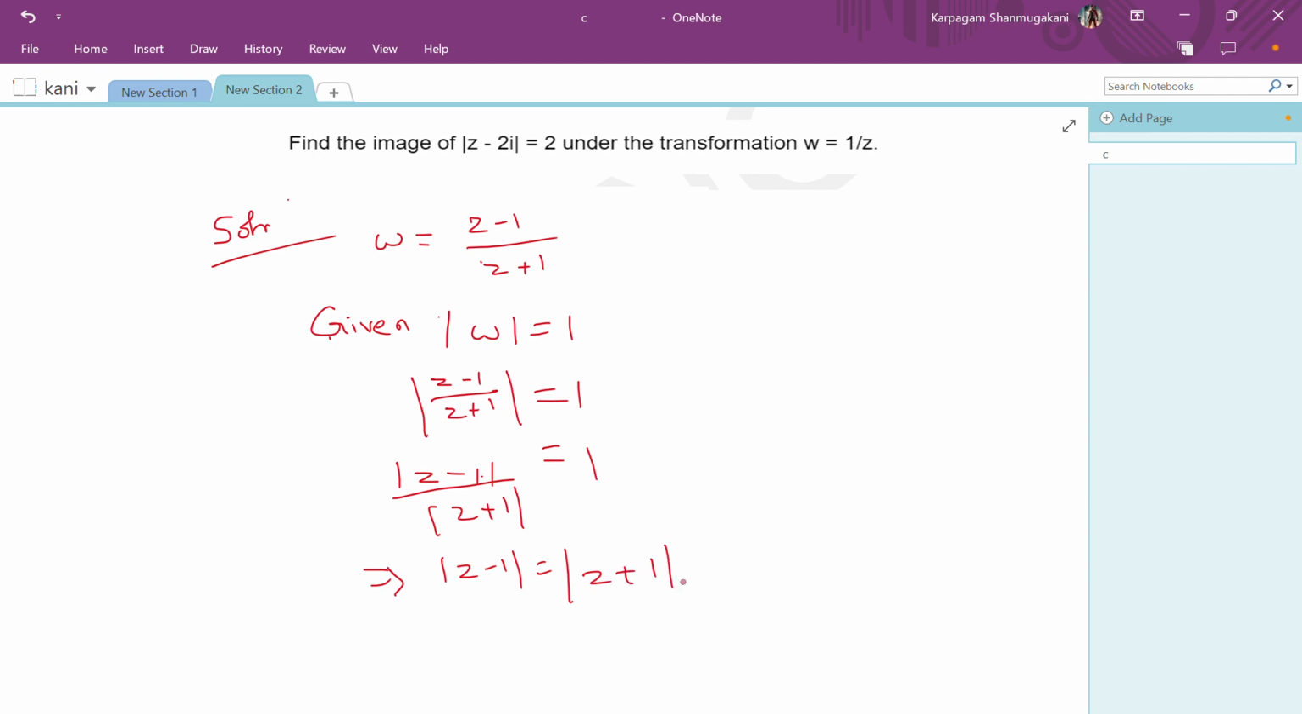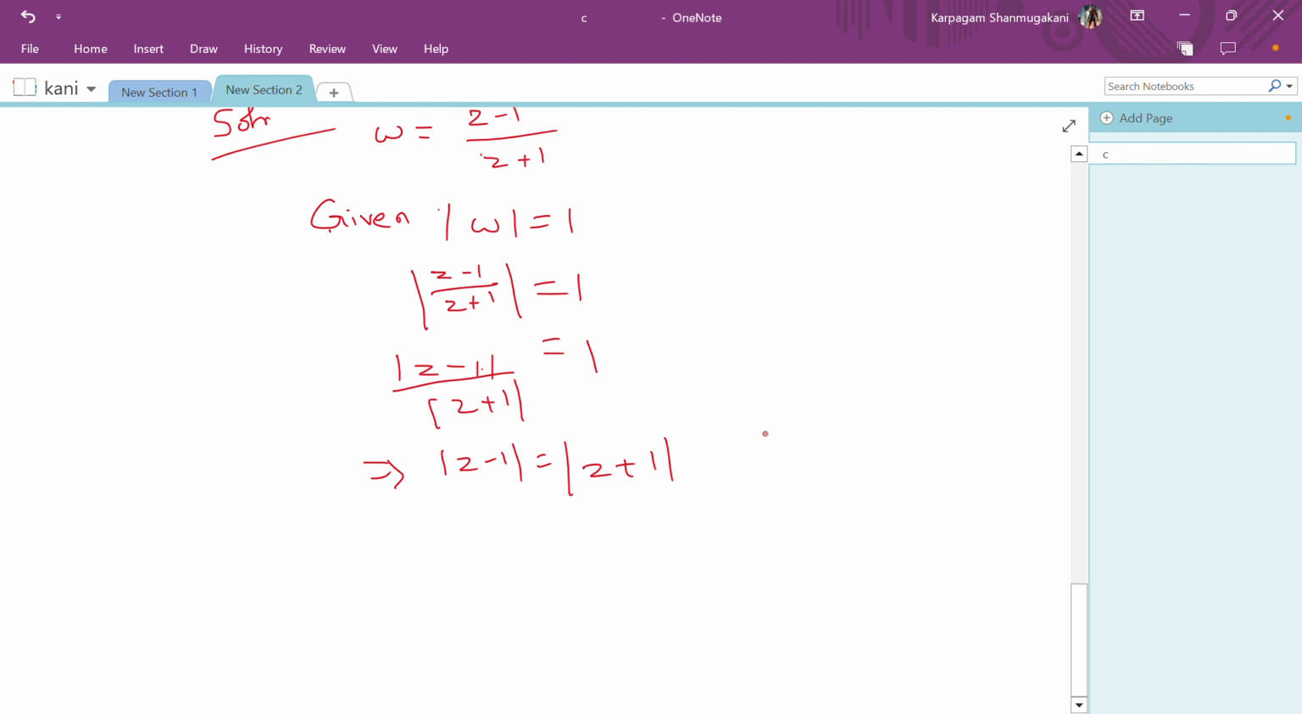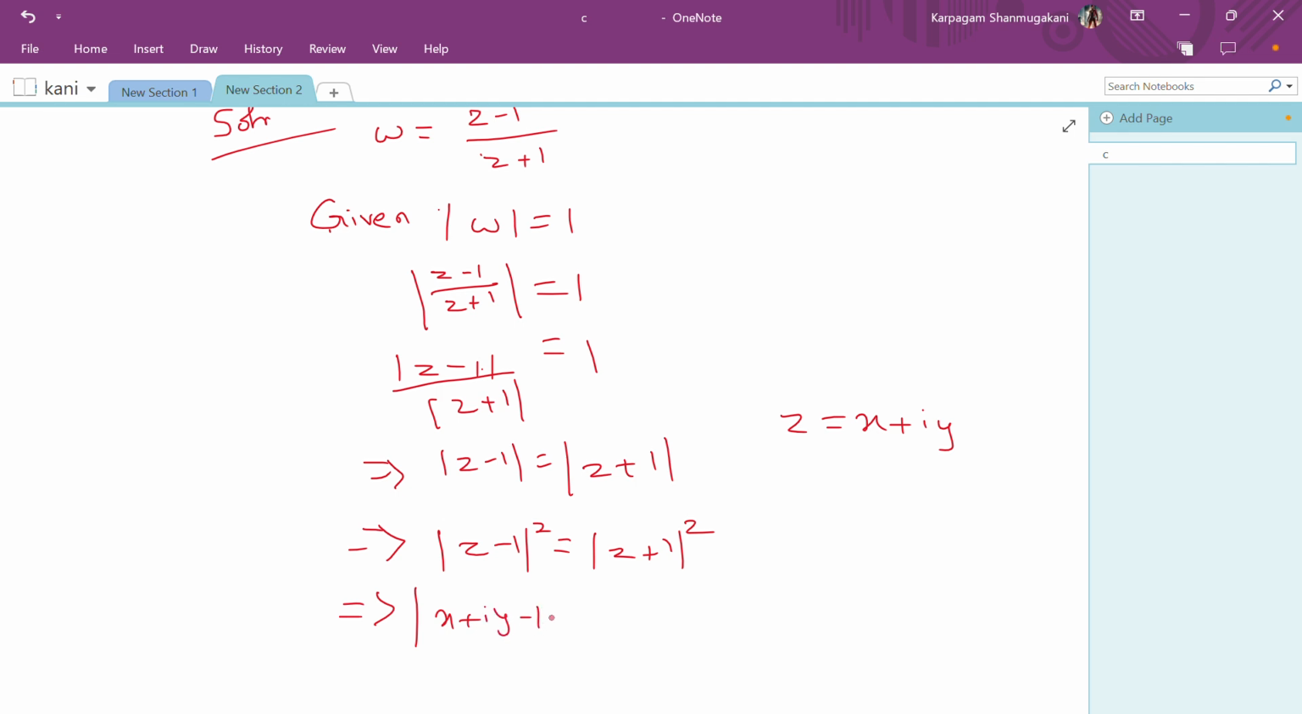What is the value for Z? Value for Z equal to X plus IY. So now we square both sides. Squaring both sides, we have modulus of Z minus 1 the whole square equal to modulus of Z plus 1 the whole square. With Z equal to X plus IY, modulus of X plus IY minus 1 the whole square equal to modulus of X plus IY plus 1 the whole square.